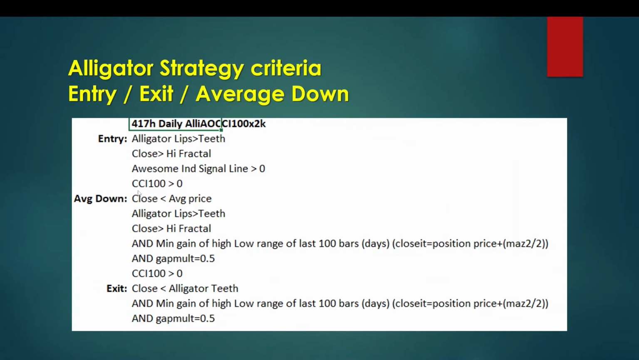So again, the entry criteria is the alligator lips greater than the teeth, the close is greater than the high fractal, and the CCI 100 is greater than zero. And also want to make sure that the minimum gain drop has been reached. In other words, we don't want to enter too many times. We want to make sure this minimum gain drop has been reached as well. Again, refer to the video released a couple of videos ago, and that's also in the link below.